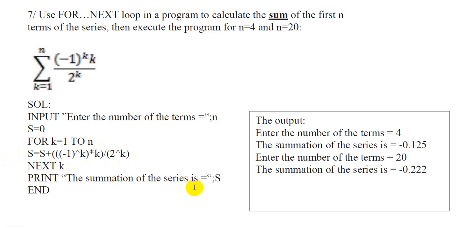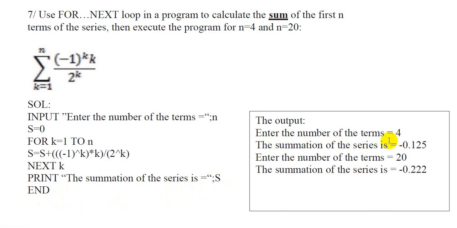Print "the summation of the series is" between quotation marks, then a comma, S. This gives the summation of the series after calculating the loop, using the counter technique as well as the for and next loop. And conclude. The output will be in the following form.